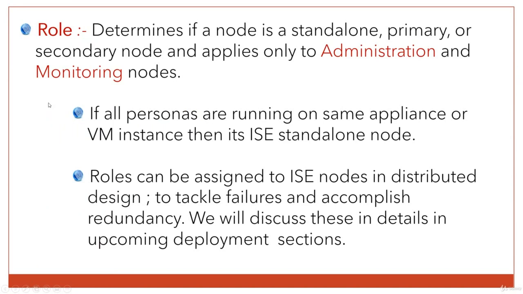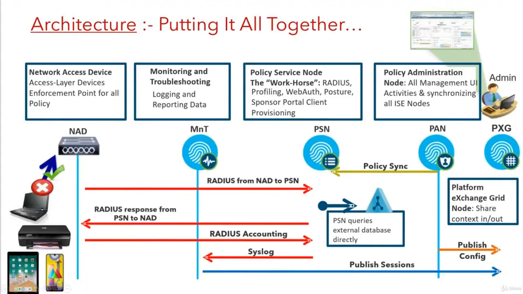Role, I already told you that we have primary and secondary role. Now, in terms of deployment model, I may have a standalone deployment that we have seen. In a standalone deployment, all the four personas are inside a single deployment, or in the production network, we have a distributed type of deployment. So we have the MNT somewhere, we may have pxGrid somewhere, we may have PSN somewhere, we may have primary and secondary PAN or the administration node, correct? So role depends upon what type of deployment we have, that can be changed.